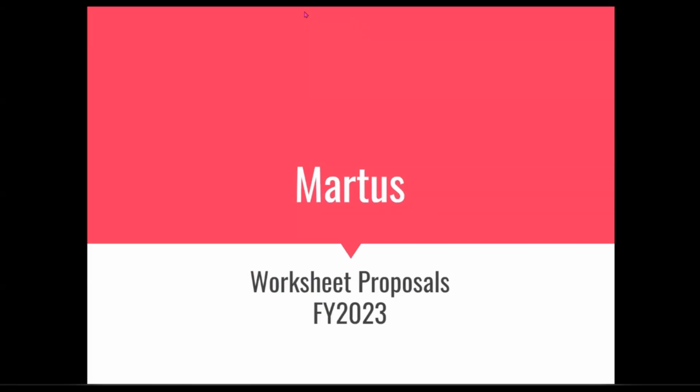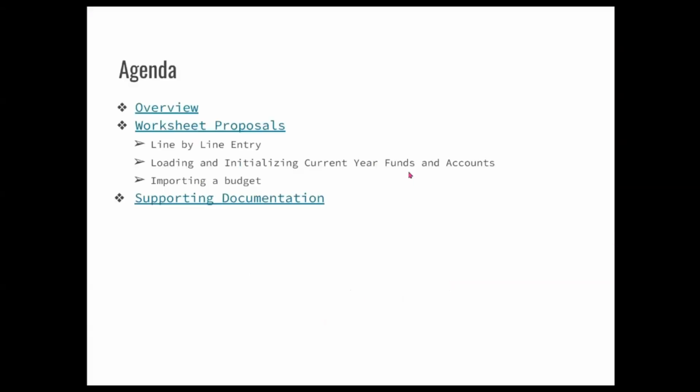Okay, good morning. Let's get started with Martus worksheet proposals for fiscal year 23. For our agenda today, we're going to go through a brief overview through the slide decks, and then we'll get into Martus, going through the worksheet proposals, whether we're going to do the line-by-line entries as an example, loading and initializing, and then importing a budget. And then the last thing we'll cover is adding our supporting documentation to our proposals.